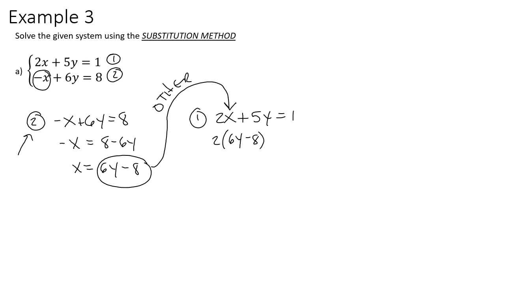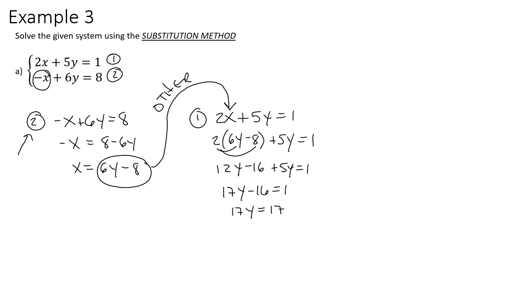So if I let x equal 6y minus 8, I get an equation with just y's in it, which is nice because I can solve that for y, which is what I'm going to do next. So I'm going to distribute that too. Combine like terms. Add 16 to both sides. Divide both sides by 17, and I get my first variable, y equals 1.